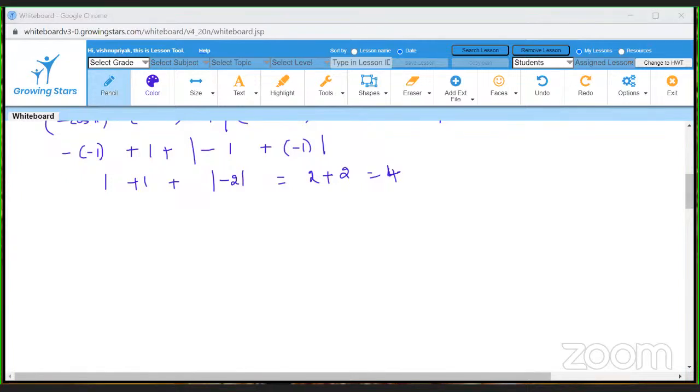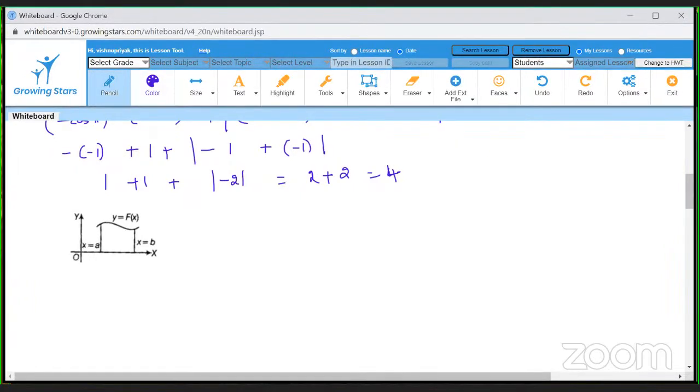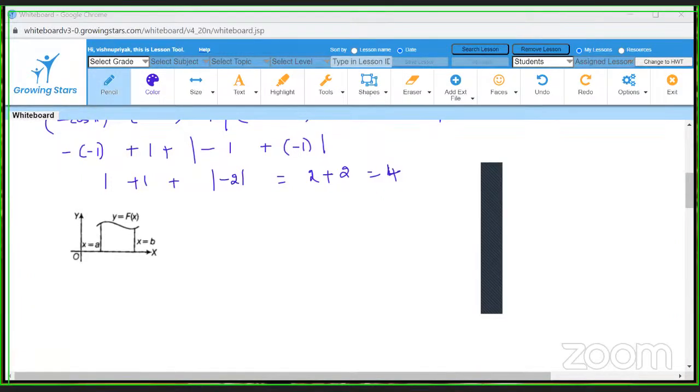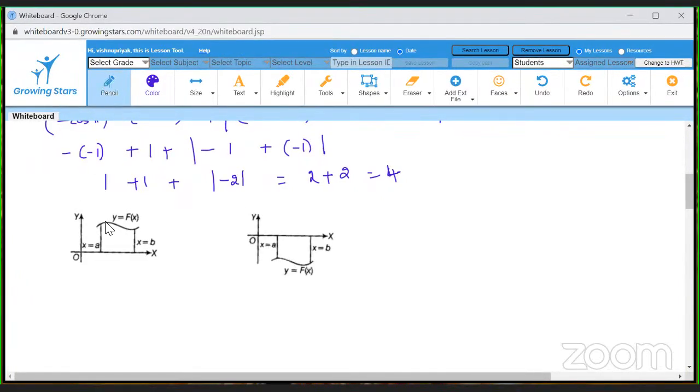Okay. Now, area between the curve and axis. How to find? The same thing which I told you just now. There are two cases. Actually, there will be many cases, but I am putting two cases so that you will get an idea. One is this case, and the other is this. Area between the curve and x-axis. So this is the area between curve and x-axis. This is the area between curve and x-axis.